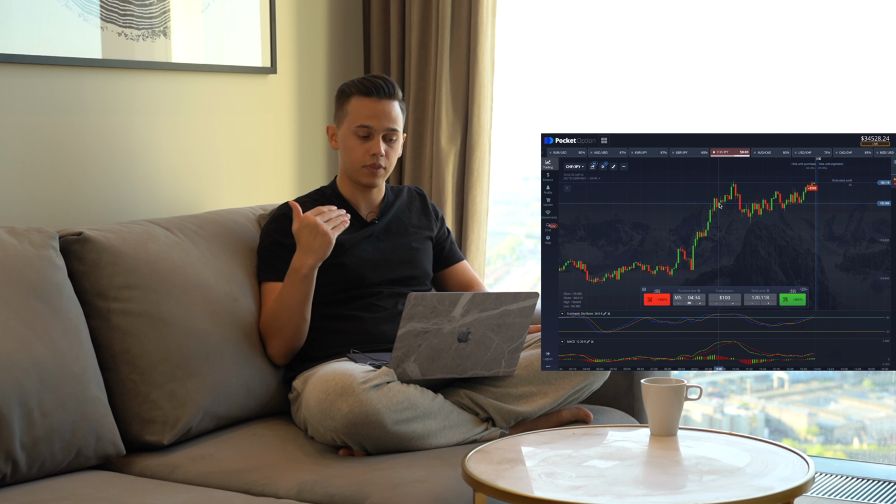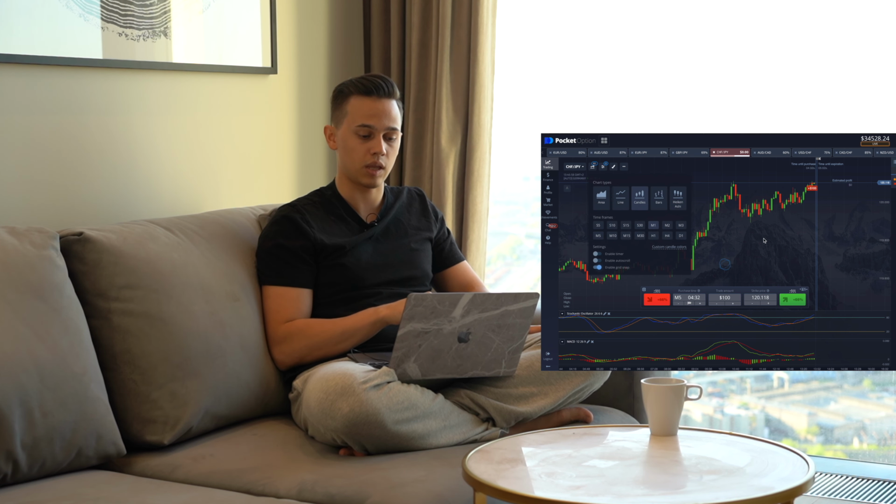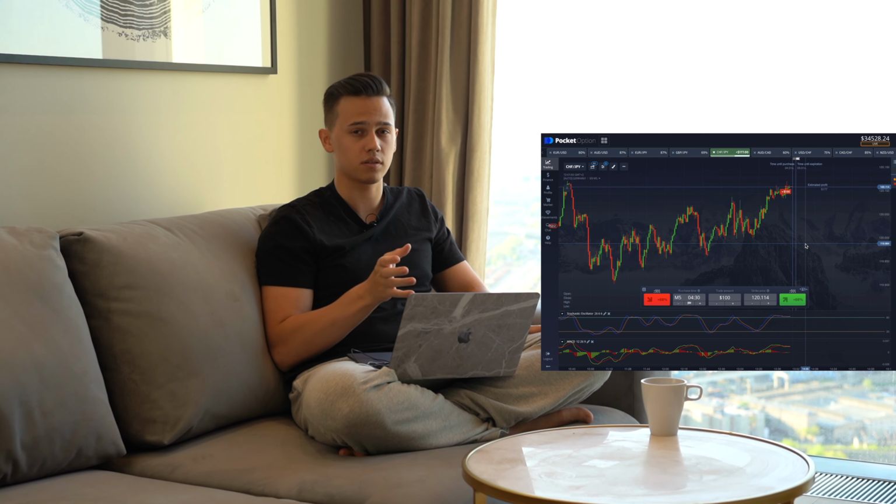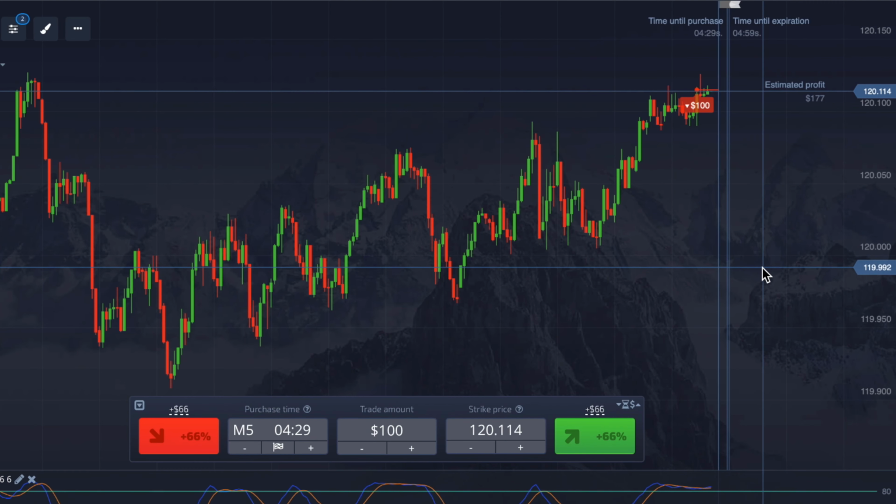Very important thing, when I say resistance or support level, it's more like areas or zones. For example, here we have a resistance area on the price value 120, and as you can see, price started to reverse higher and lower than 120. So this is the resistance area.